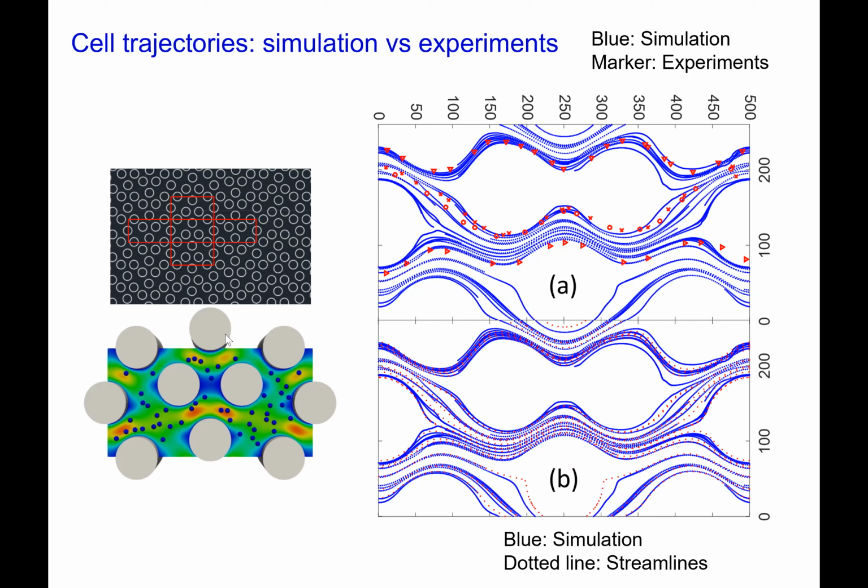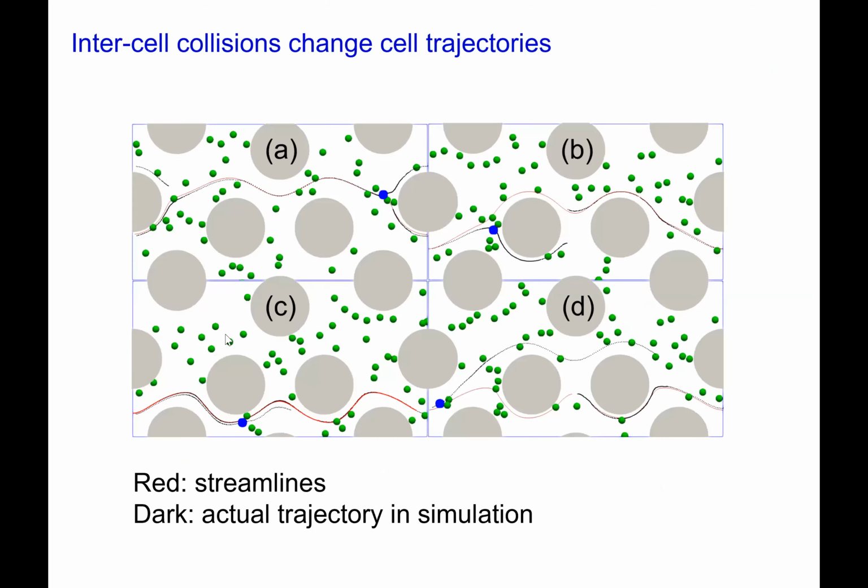When we look at the trajectory of the cells, one thing that comes to our mind immediately is that they resemble the streamlines. So we want to compare the streamlines and the cell trajectories. It looks like most of the cells follow the streamlines, but that's not true for all the cells. Here we show four particular examples where the cell trajectory is changed because of the intercollision between cells.